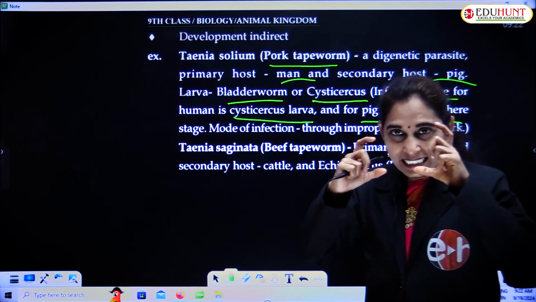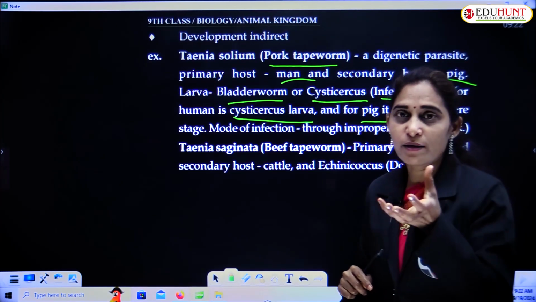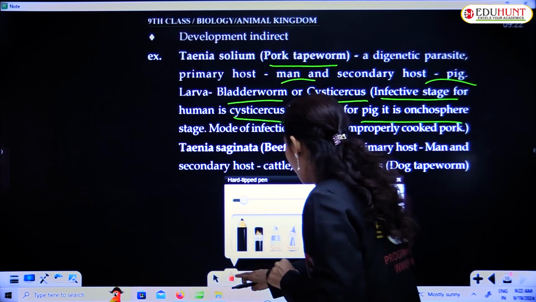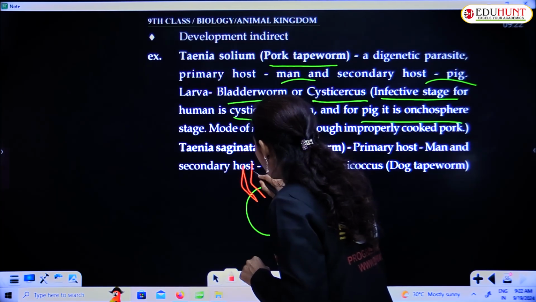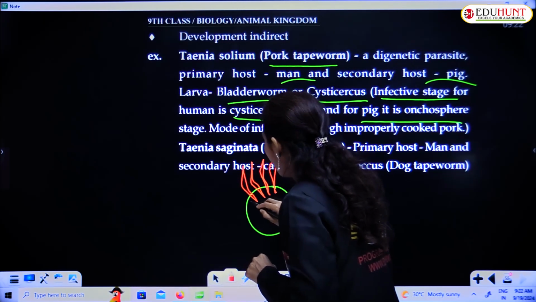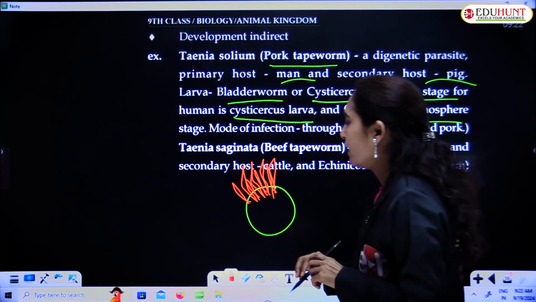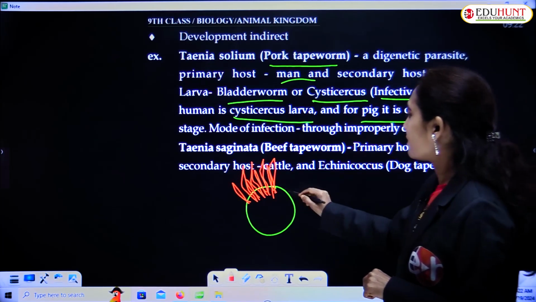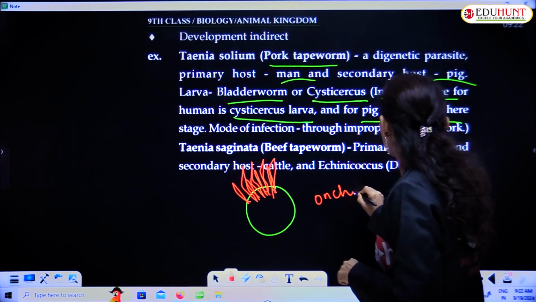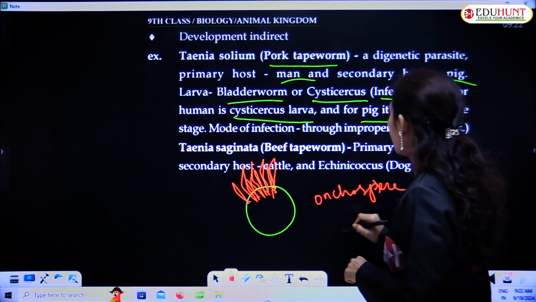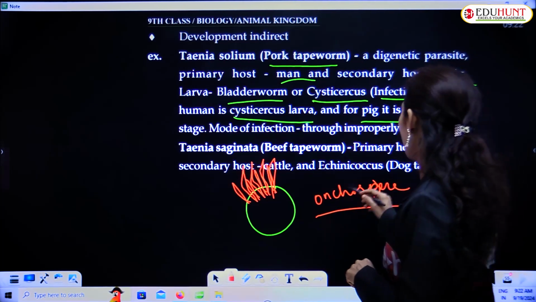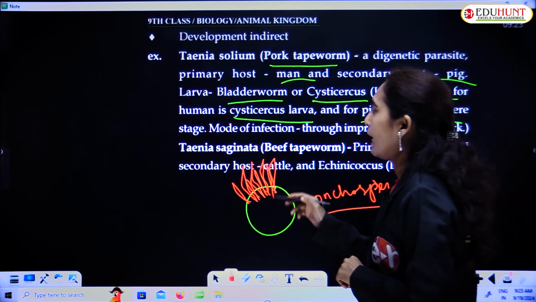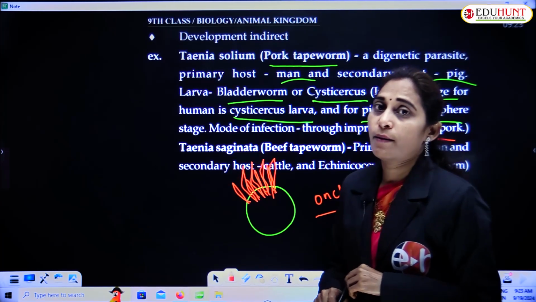For pig it is the oncosphere. Onco means 10, and on an oval shaped structure there are 8 spines. I'll draw it like this. 3, 4, 5, 6, 7, 8, like this. 8 spines are present on the structure, that is why it is the oncosphere. So this is the infective phase for the pig, and cysticercus is the infective phase for man.